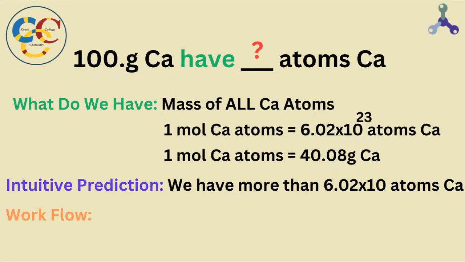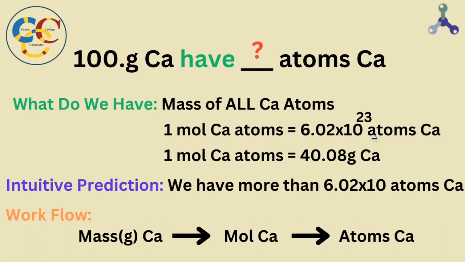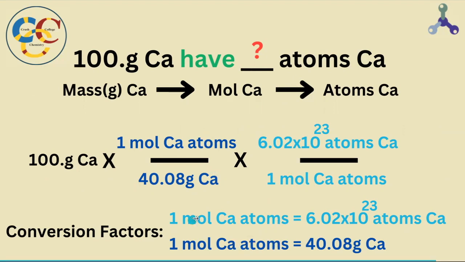From there, let's set up the problem. In these types of conversions, we must go through moles. So we go from mass of calcium to moles of calcium to atoms of calcium. Similar to the last problem, we have these conversion statements, these conversion factors where we say this is equal to this, and this is equal to this. And we know that we're going to have to take our original quantity and multiply it by the conversion factors as ratios.